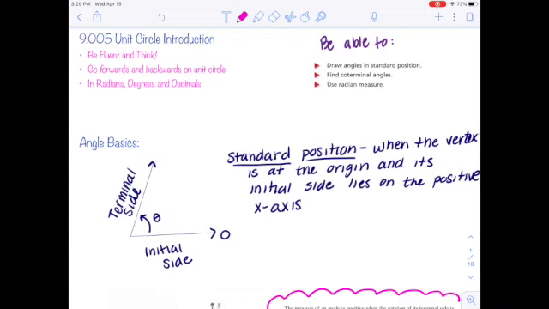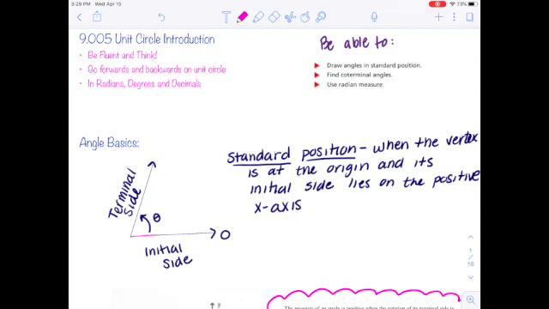All right. What I need you to do in the next 2 days is be really fluent in the unit circle. I want you to know the unit circle forwards and backwards, in radians and degrees and decimals, all of it. It'll help you from here on out in all of your math career. All right, so angle basics.